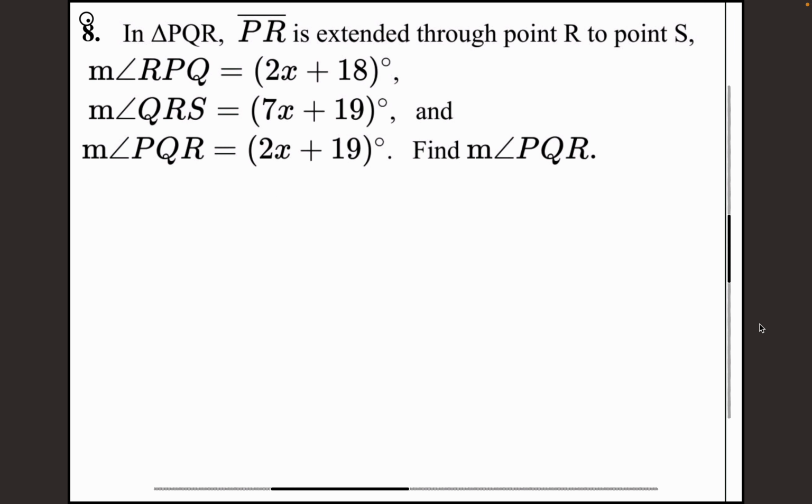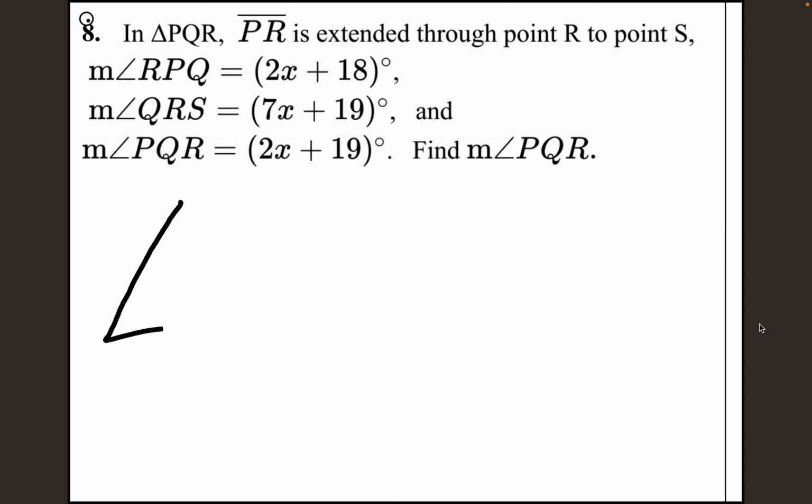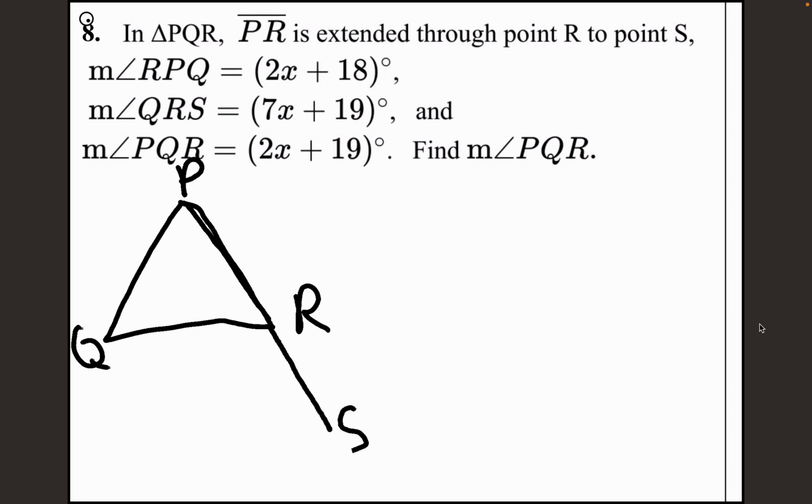First thing, what was the first thing that I said we need to do? We need to draw the triangle. So let's draw PQR. It says PR extends through point R to point S. So identify where PR is. We go through point R and make S. Now I can label my angles.